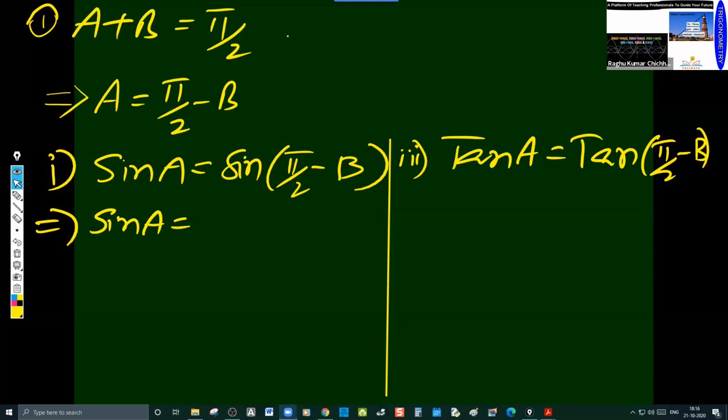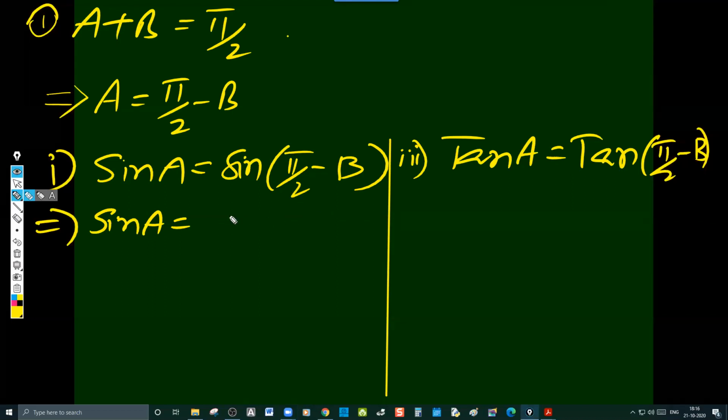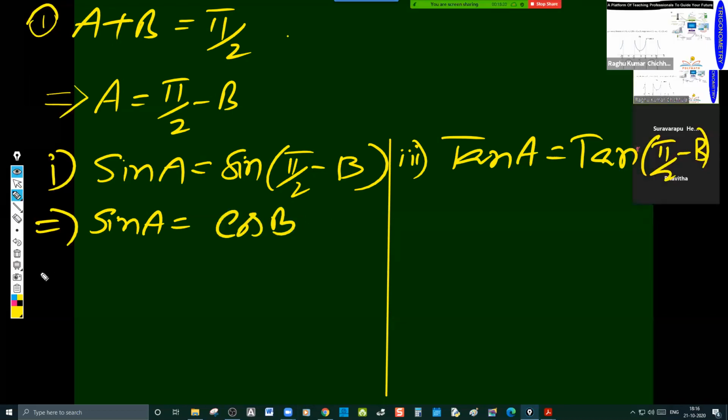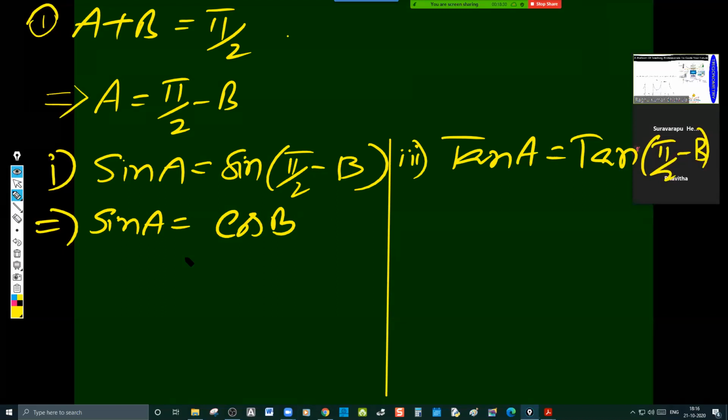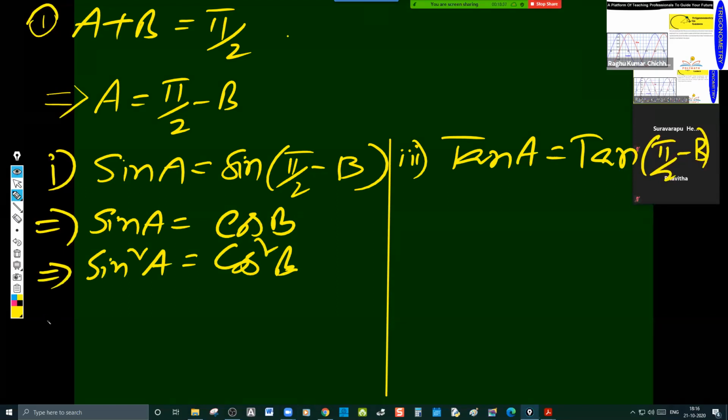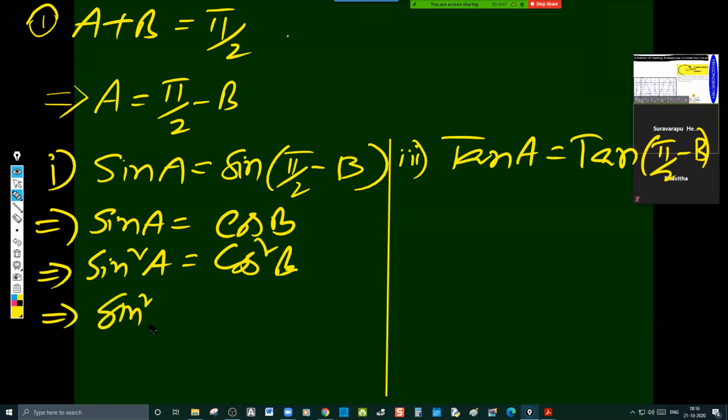Now tell me, what is sine of pi by 2 minus b, please? Cos b. That's good. Squaring on both sides, sine square a is equal to cos square b. How can cos square b be written? 1 minus sin square a. Correct, no?